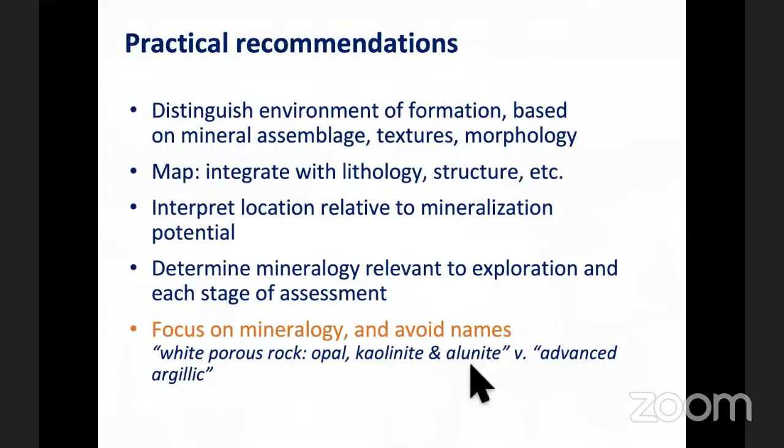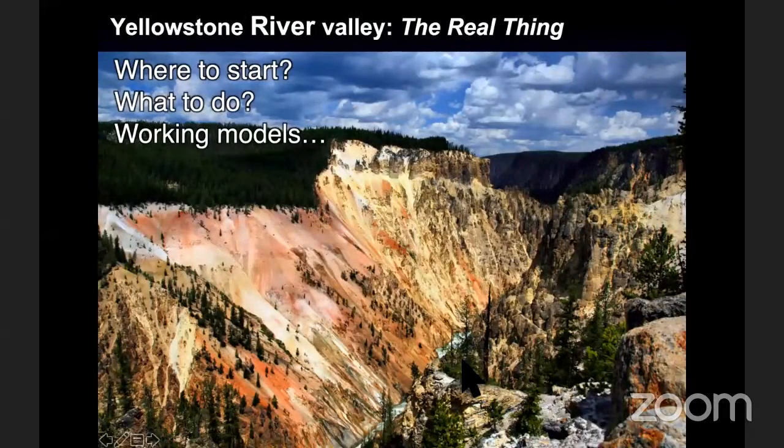So let's go to the real thing, to Yellowstone River. This is a photo of Yellowstone, the Grand Canyon of the Yellowstone. Here we have a phenomenal steam-heated alteration, advanced argillic alteration zone. I don't know the origin, frankly, I don't know the origin. I don't know if it has been studied in detail. But if I was in exploration and I encounter something like this, having this framework of understanding would help me where to start, what to do.